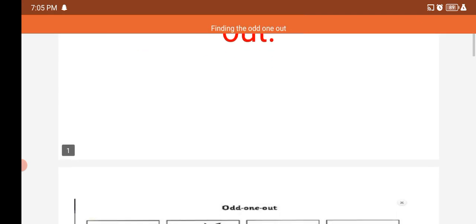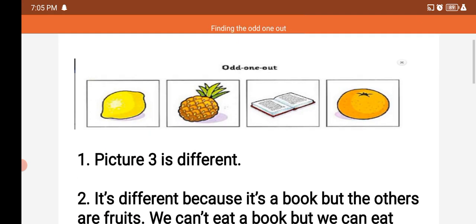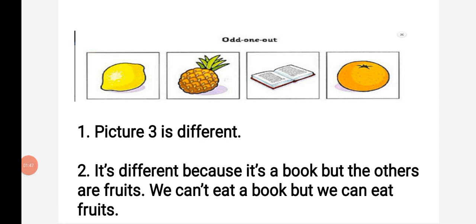Now, if you move to the first slide, we have a picture of a lemon, followed by a pineapple, an open book, and an orange. This may look very normal, or very confusing, or easy, depending on your level and your understanding of this part of the speaking test. But when you look closely, the purpose of this part is to help your child to think critically and also to be able to express himself or herself.